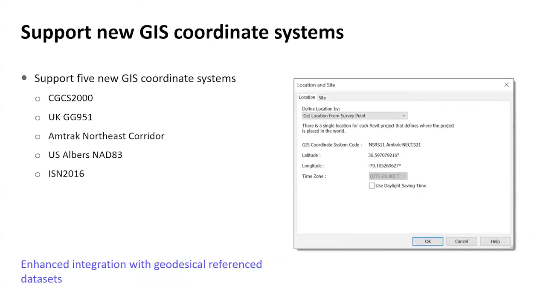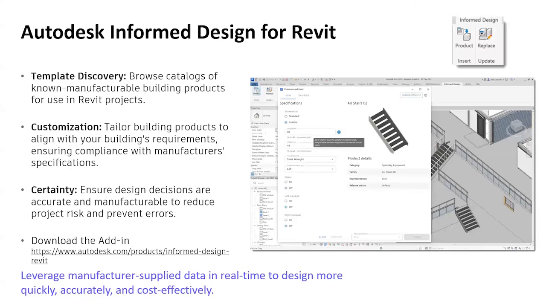But for civil engineers, and when coordinating with these engineers, there are 5 new GIS coordinate systems. These are horizontal coordinate systems, like the Amtrak Northeast Corridor or ISN 2016. Bottom line, enhanced integration with geodesical reference datasets. This really should be a topic on its own, maybe a presentation for the future.